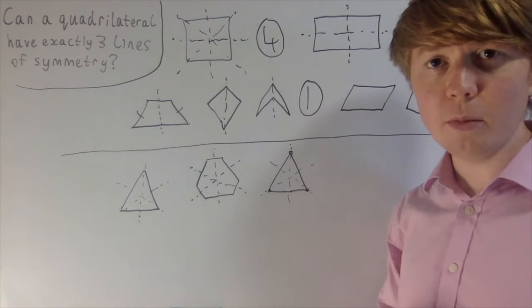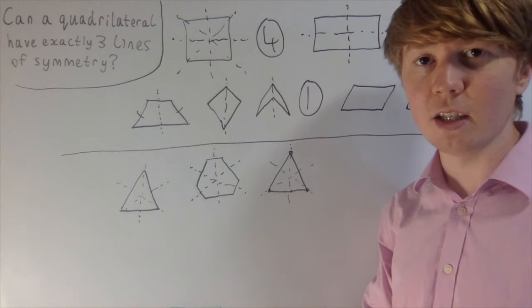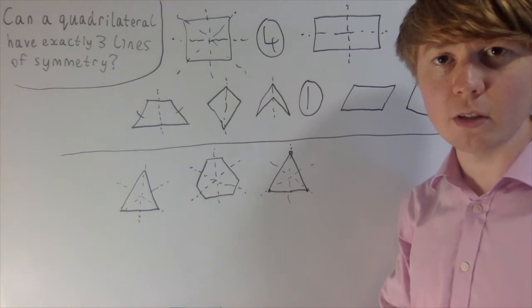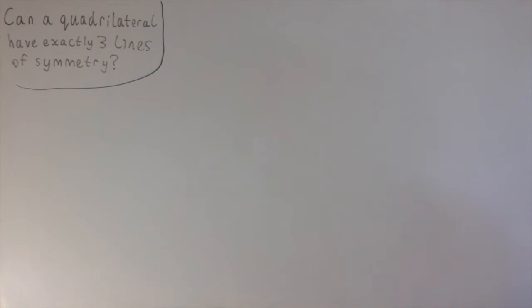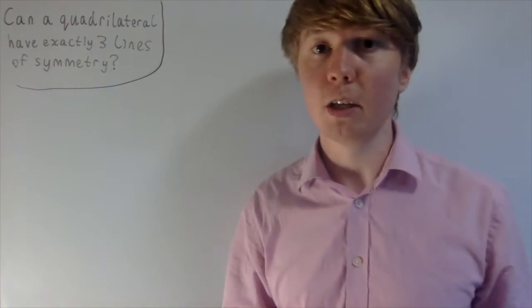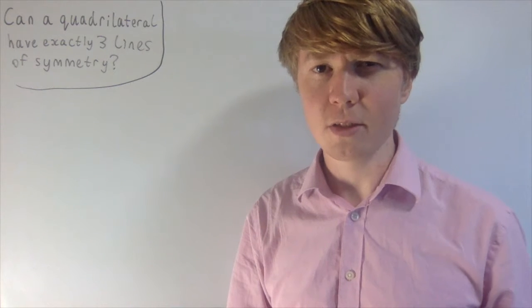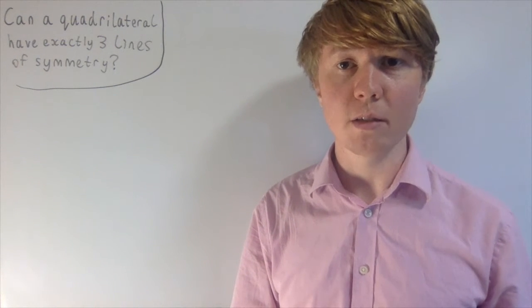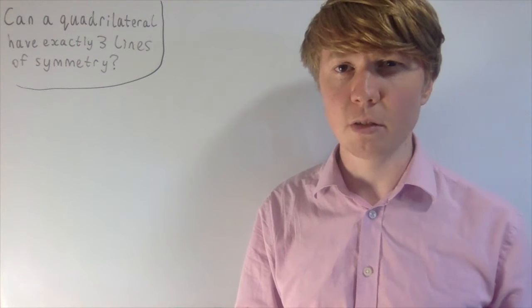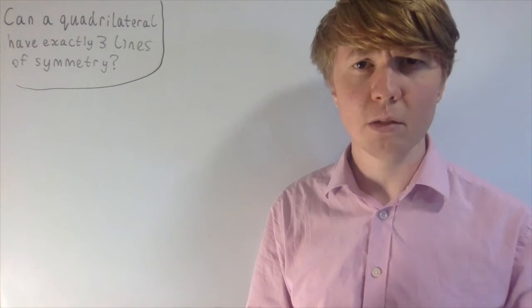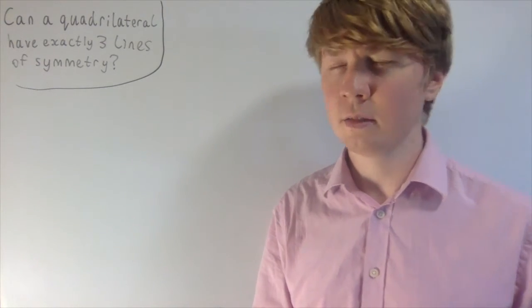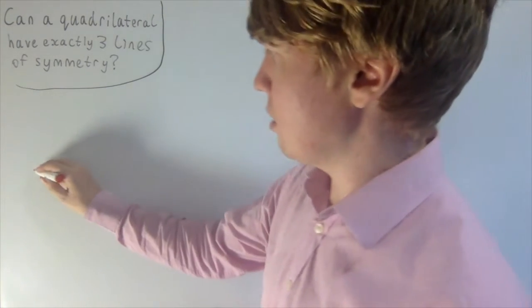So maybe it's not possible for a quadrilateral to have exactly 3 lines of symmetry. And if it's not, then we should be able to prove it. So let's try and prove that it's not possible for a quadrilateral to have exactly 3 lines of symmetry. There's lots of different types of quadrilaterals, lots of different ways that they can have mirror symmetry. So in order to cover all the different cases, we'll take an approach of splitting up into lots of different cases.